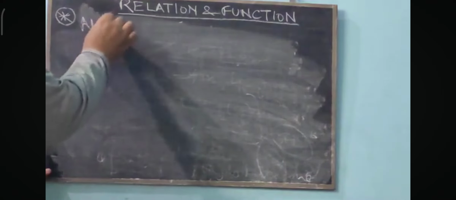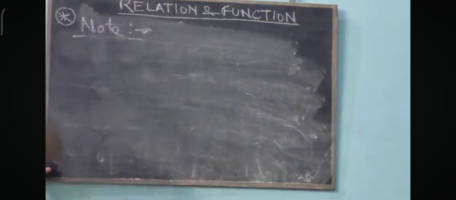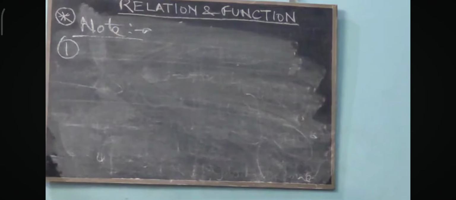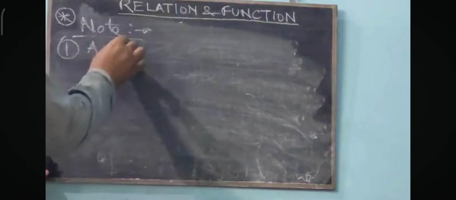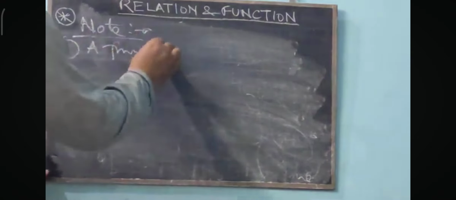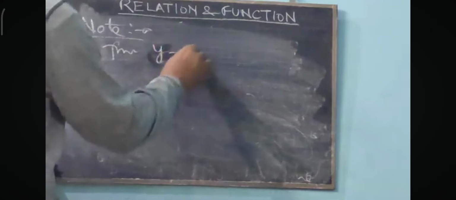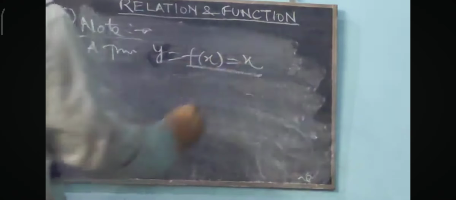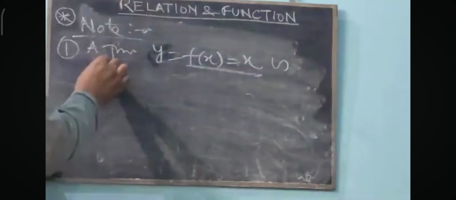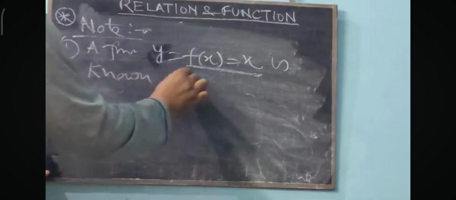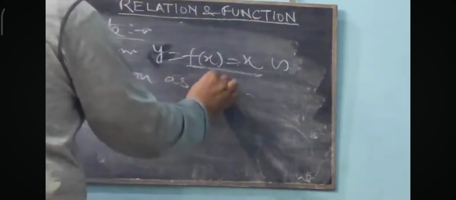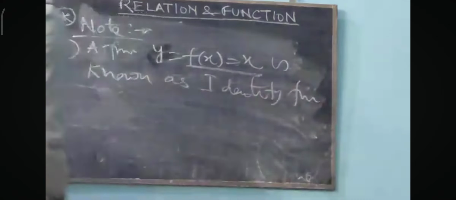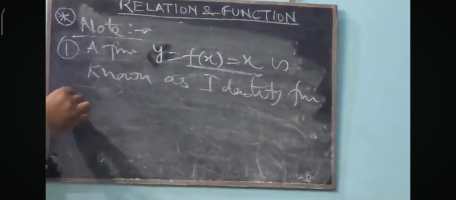So we take it in the note, friends. The first part of the note says, a function y equal to f(x) equal to x, if f(x) equal to x, is known as the identity function. Identity function.